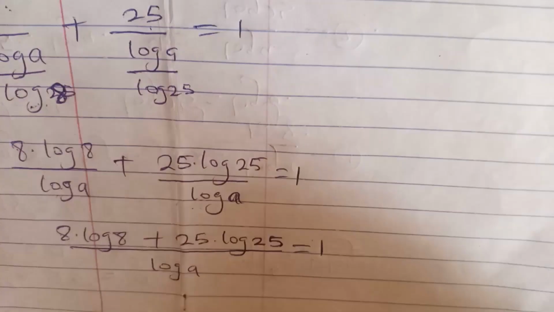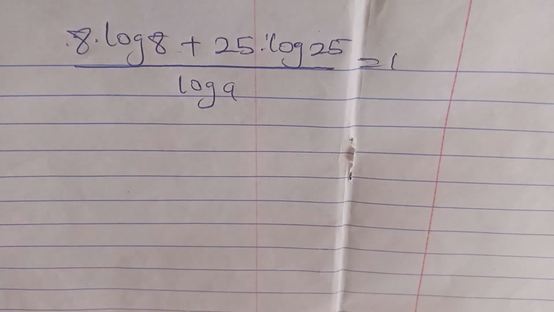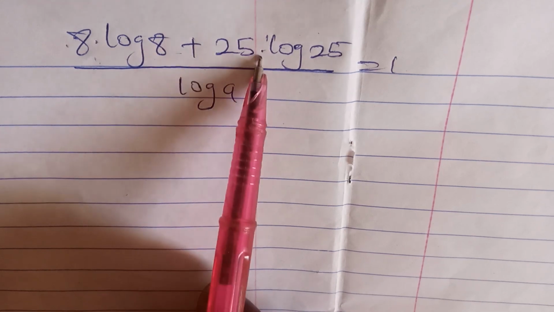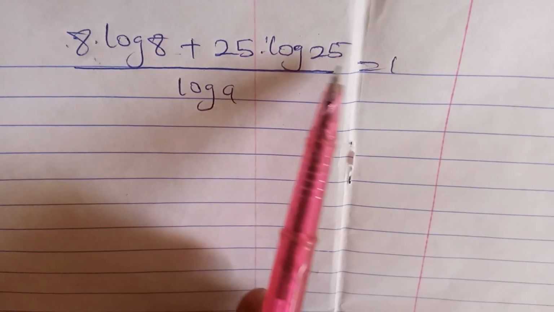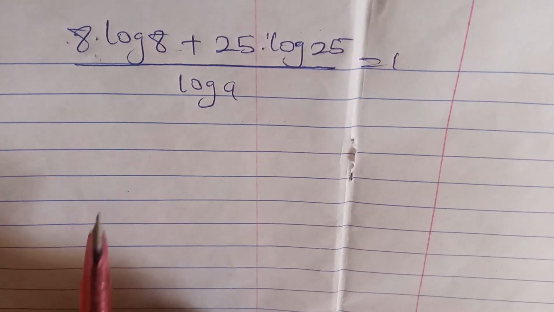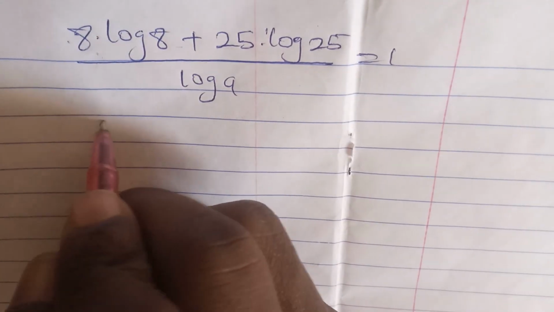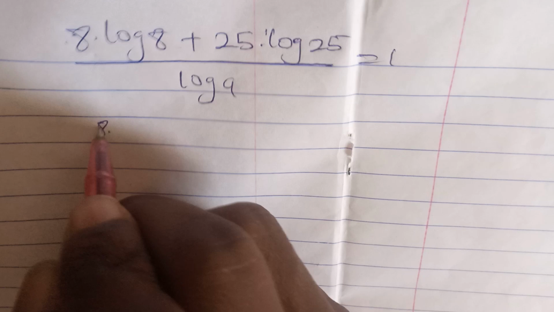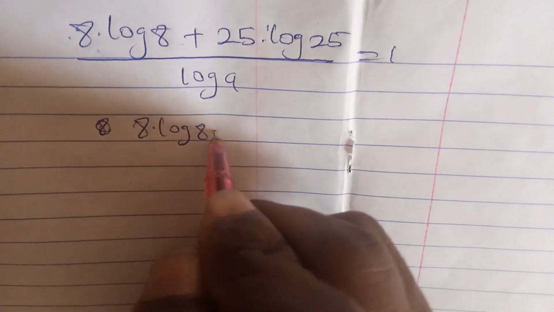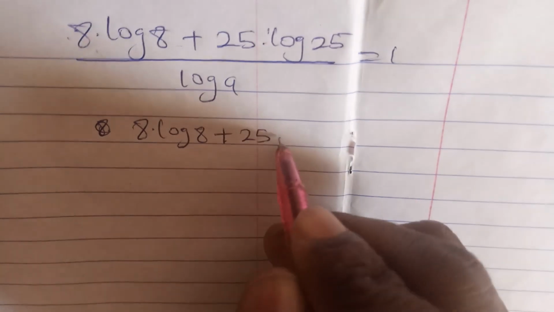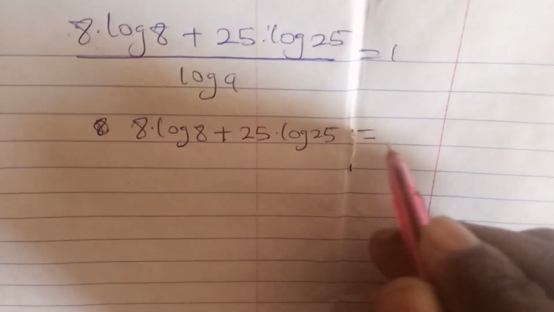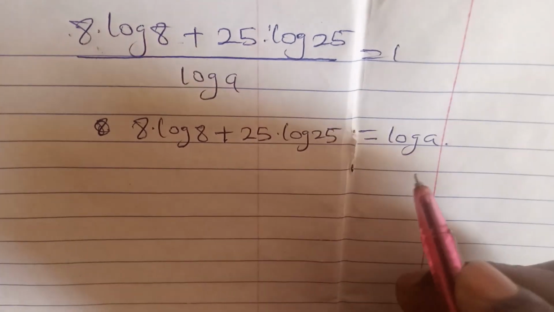So we can simply solve further. We now have 8 log 8 plus 25 times log 25, all over log a, equals 1. So we can simply cross multiply. If we cross multiply, we have 8 times log 8 plus 25 times log 25 equals log a.